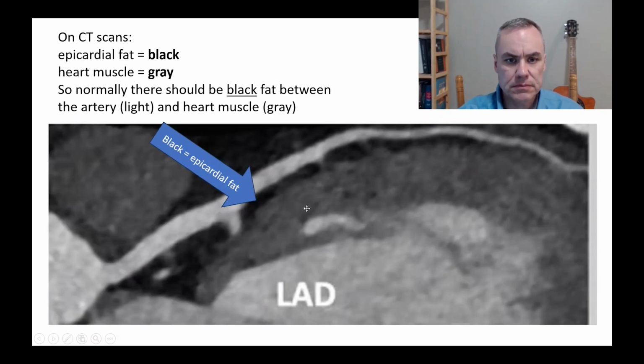So here's a picture where up here on the top of this artery, this is the LAD, and this is the upper part over here. It goes down to the right. The upper part, you can see there's a layer of black stuff. That's fat right there. That's supposed to be there. That's okay. But notice what's happening.